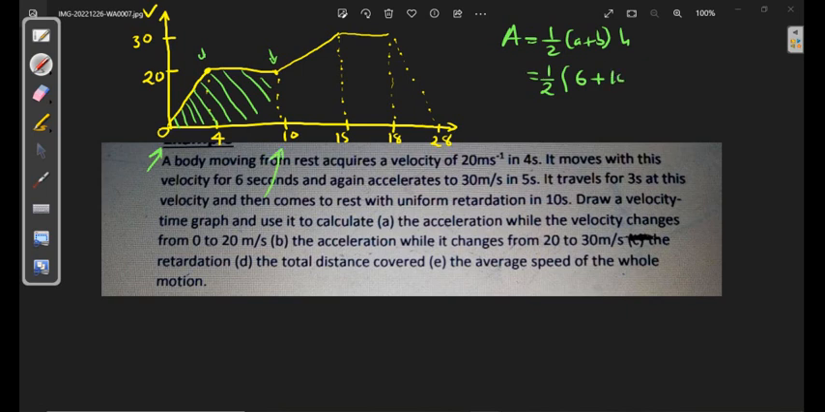The height is this distance from the bottom to the top there. We can see that's 20. So I can just say 2 into 20, that's 10. 6 plus 10, that's 16. And then 16 times 10 is going to give us 160 meters. So this is the first distance.